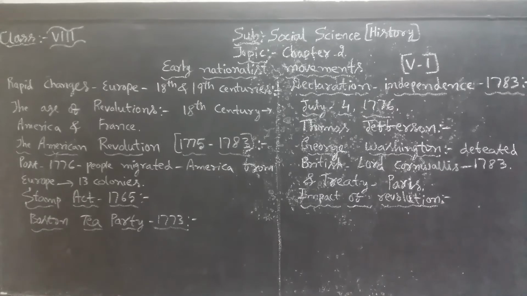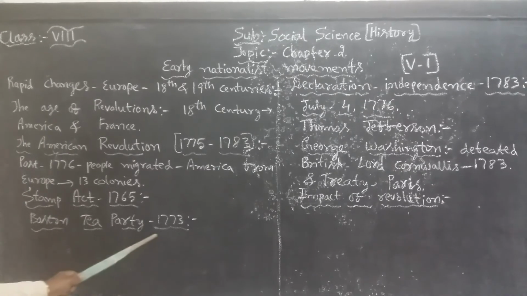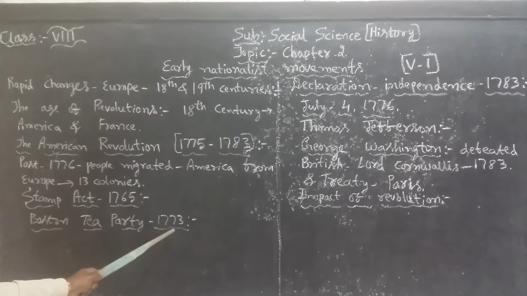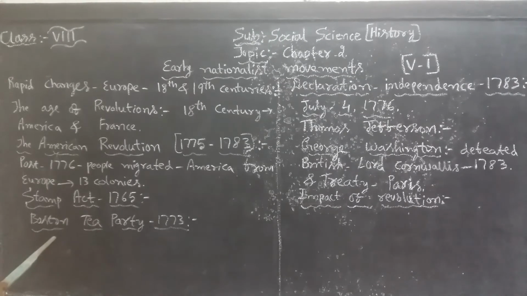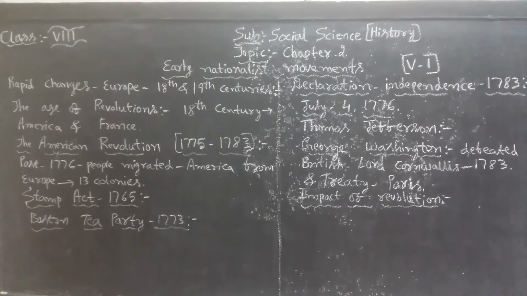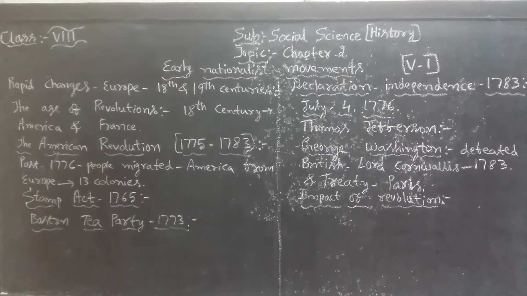Next main point is the Boston Tea Party in the year 1773. Boston is a name of a place in America. Let us know something about the Boston Tea Party. European philosophers like Voltaire, Rousseau, John Locke and Montesquieu inspired American colonies to fight for liberty. The major concern for merchants was that the Tea Act gave the East India Company a monopoly.